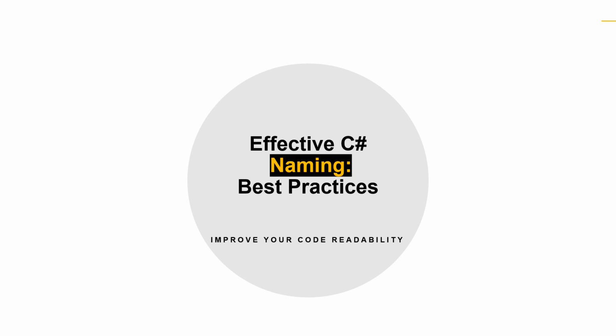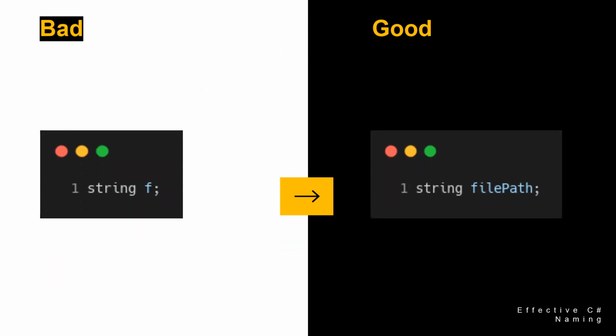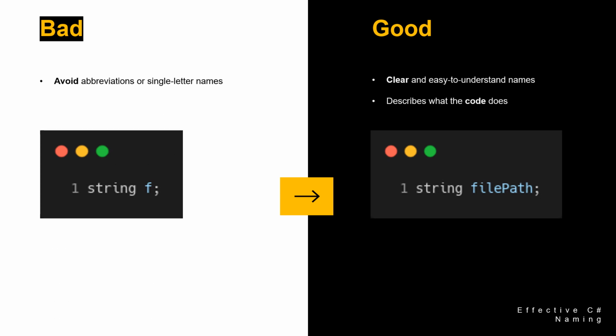A good name should accurately describe what the code does or represents. A good name for code makes it easier for many people to use. The name should describe what the code does. As you can see on this slide, FilePath is a much more meaningful name than F. It is not better to choose the variable name as short as possible, but as meaningful as possible.